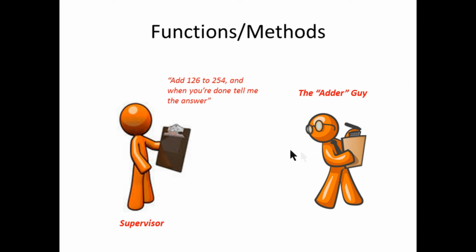Now, here I've got two people interacting. I've got a supervisor, and I've got his assistant. And the assistant, I'll call him the adder guy, and in this case, the assistant's job is just to add two numbers. So, for example, the supervisor will tell the assistant, in this case, I want you to add the number 126 to the number 254, and when you're done, come back and tell me the answer. So he is feeding information to the adder guy, and the adder guy's job is to take those numbers, perform the addition, and come back to the supervisor and tell him the answer.